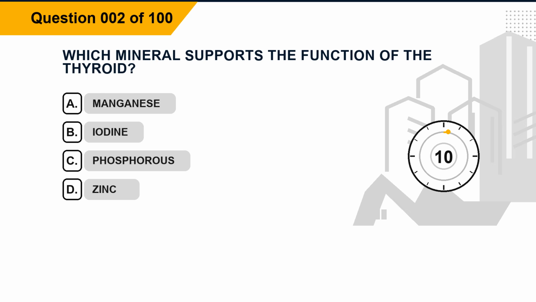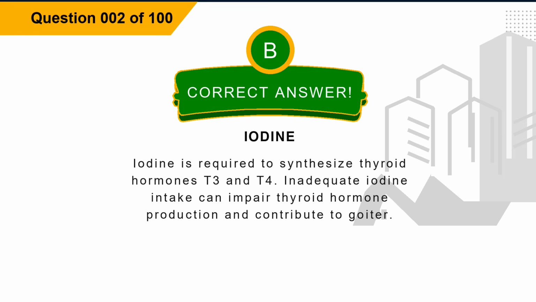Question 2. Which mineral supports the function of the thyroid? Option A, manganese. Option B, iodine. Option C, phosphorus. Option D, zinc. The correct answer is option B, iodine. Explanation. Iodine is required to synthesize thyroid hormones T3 and T4. Inadequate iodine intake can impair thyroid hormone production and contribute to goiter.